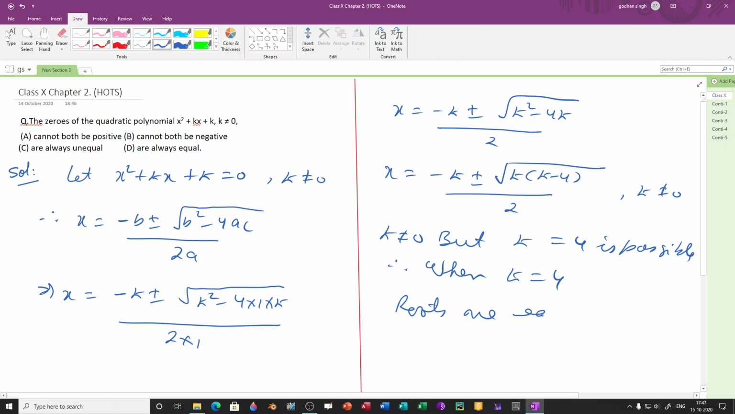That means here we cannot say that option C is correct, because it says that roots are always unequal. Therefore option C is incorrect.